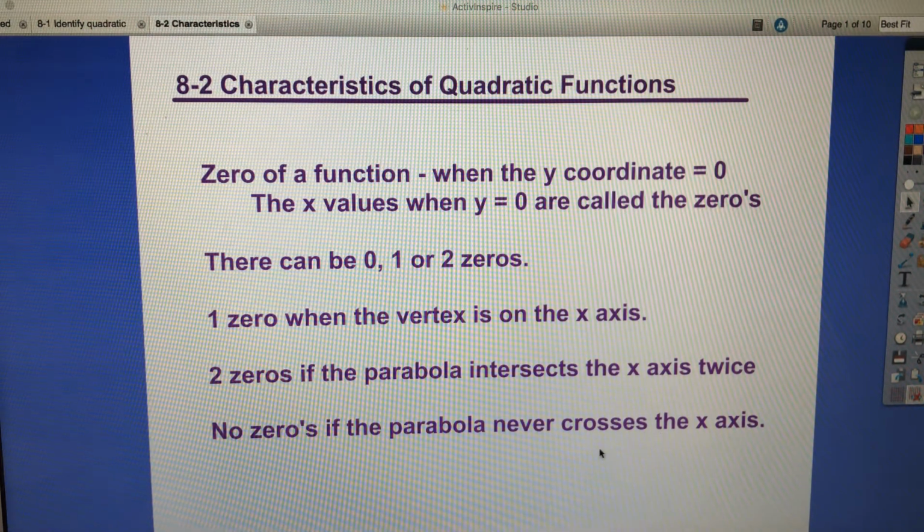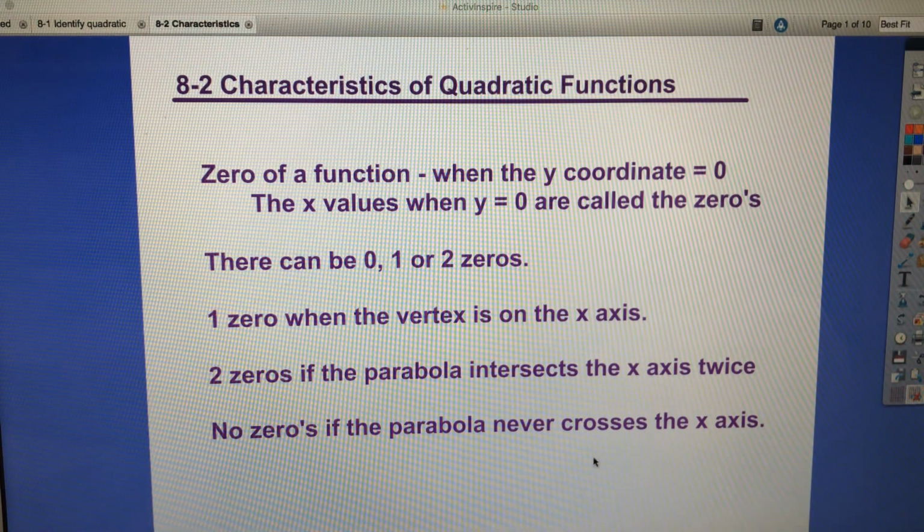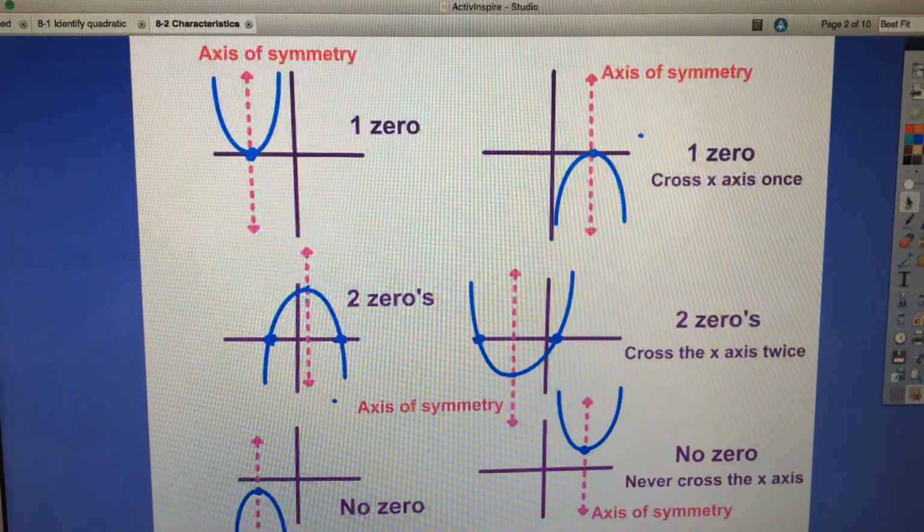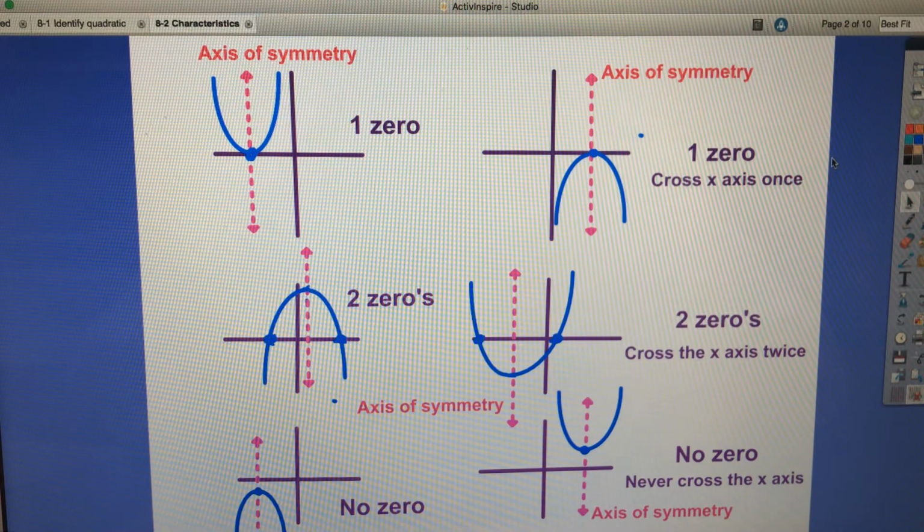Or you could have no zeros at all. If your parabola, let's say, has a minimum of y equals 2 and opens upward, you're never going to cross the x-axis at all. Here are many examples. To begin with, here is 1 zero.